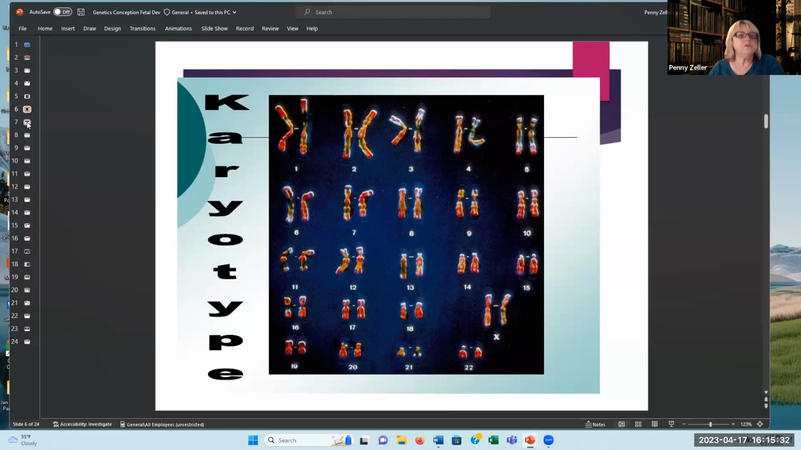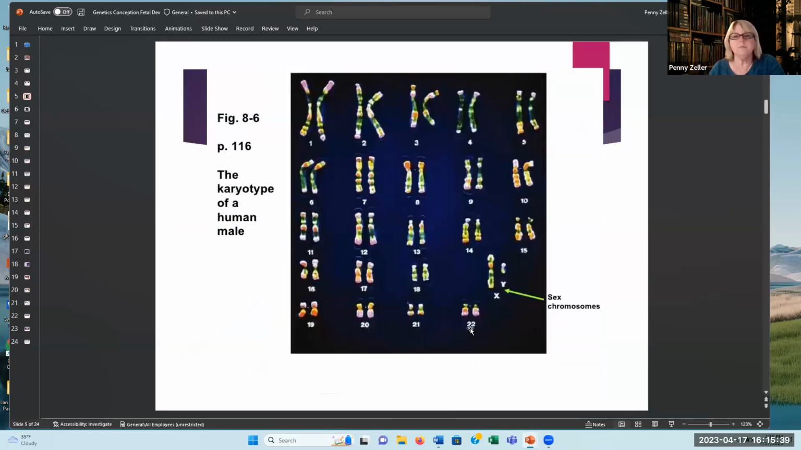Okay. Just so you understand. And then here's the male. Oh, let me find the male. Here's the male. So once again, you have 22 pairs of autosomes, and then you have 1 set of sex chromosomes here, an X and a Y. Okay.